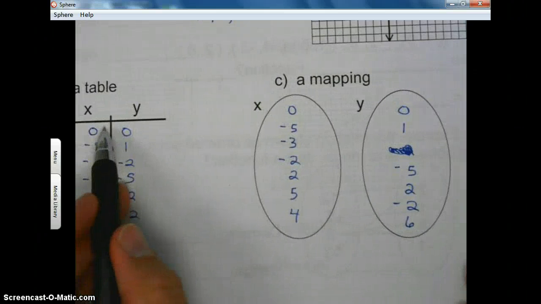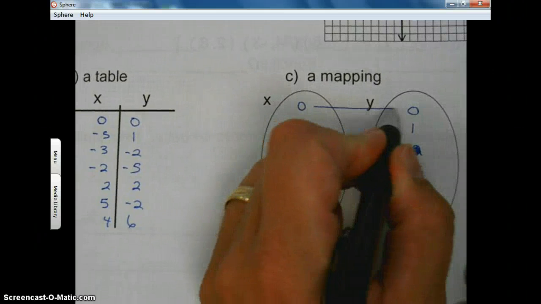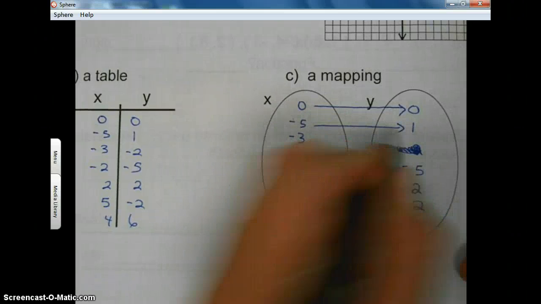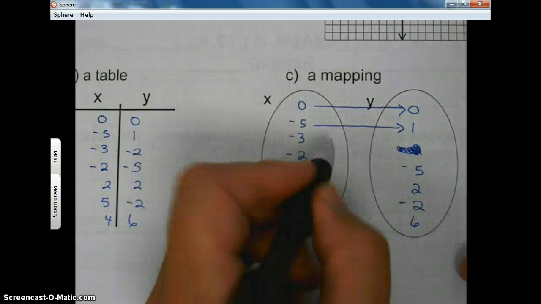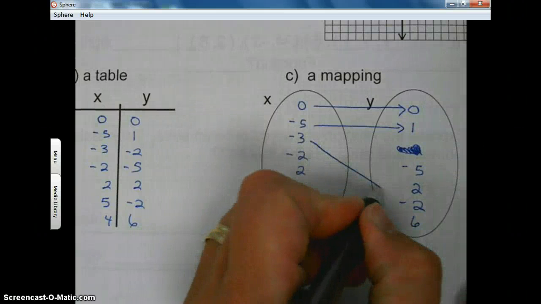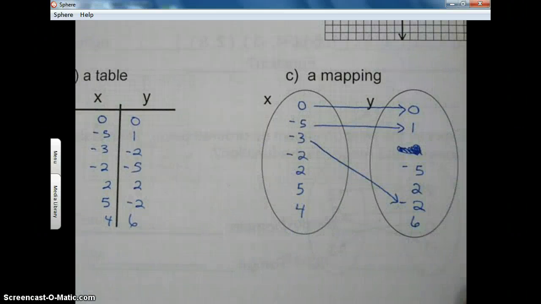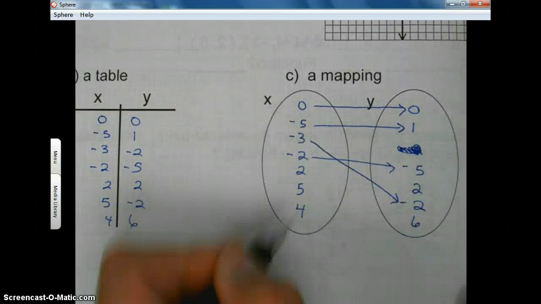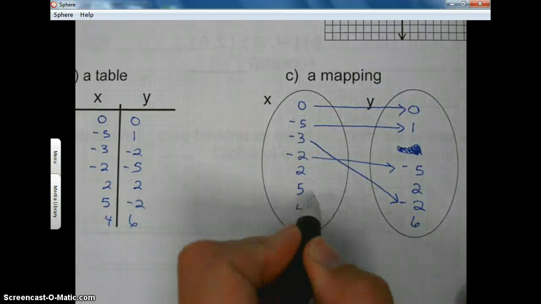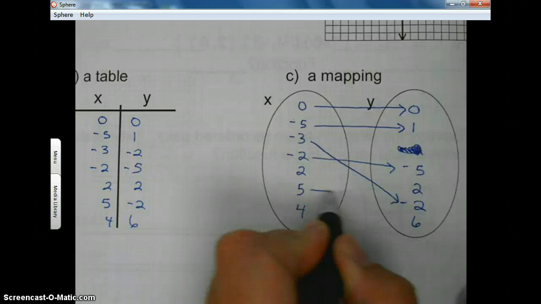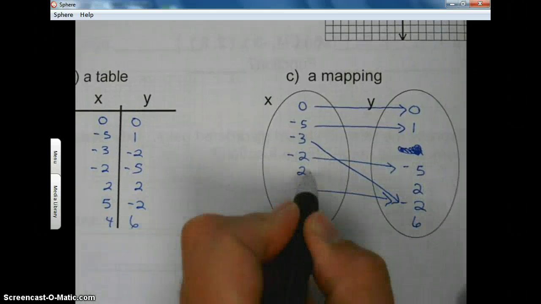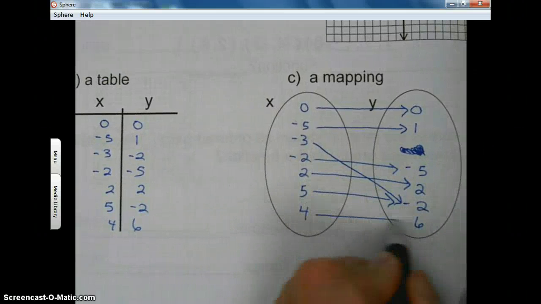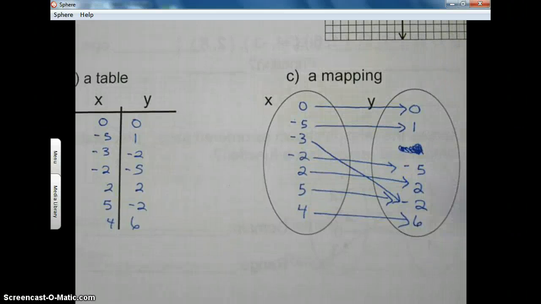So 0 goes with 0, so I'm going to draw an arrow from 0 to 0. -5 goes with 1. -3 goes with -2, so I'm going to draw a line here. -2 goes with -5. 5 goes with -2. 2 goes with 2. And 4 goes with 6. And that's how you do a mapping.